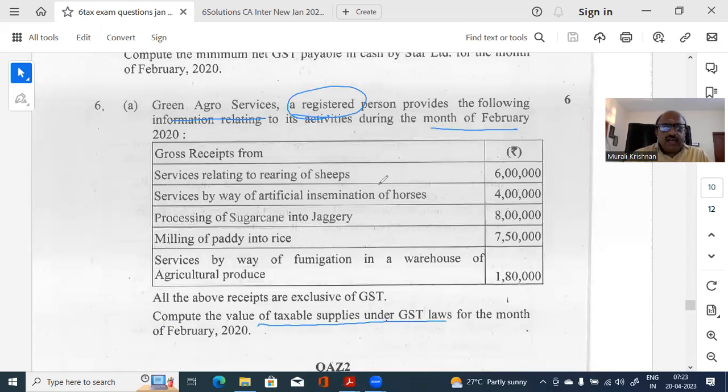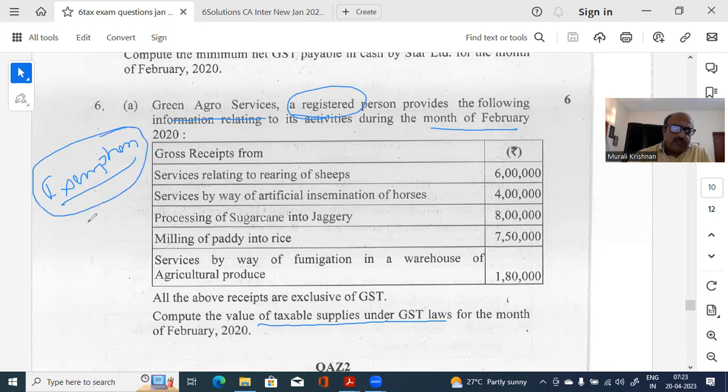Now, all these are items that are coming from the exemption notification. So, as I've told you, you have to take care of the exemption notification. Again, revise. Keep reading again and again. For example, rearing of sheep, you have to know if there's anything else in that exemption notification; is it exempt or not. Artificial insemination of horses, is it there or not. Processing of sugarcane to jaggery, is it there or not?